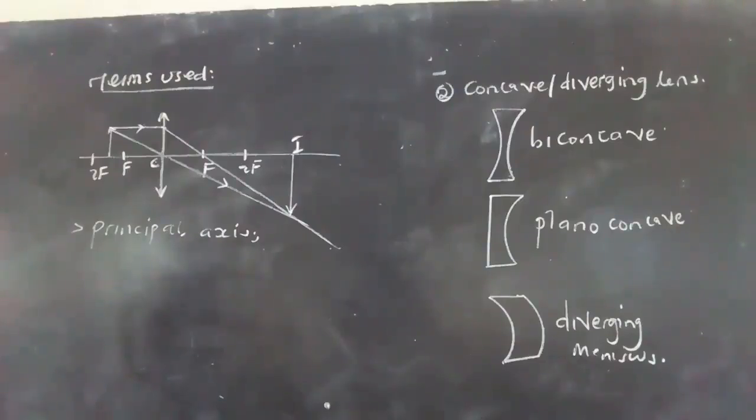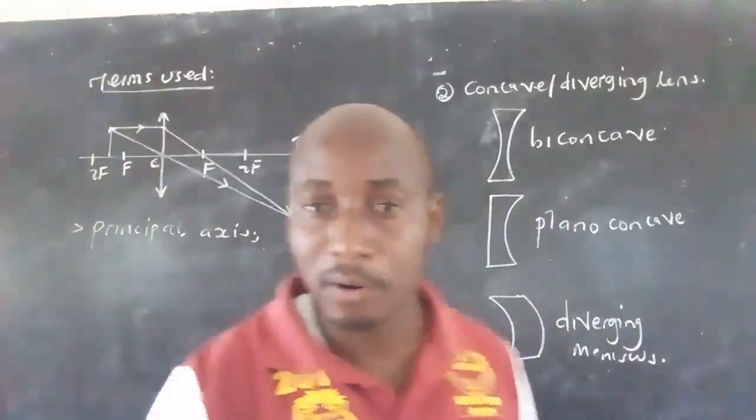Then the other one is optical center. Optical center C is the midpoint of the lens surface through which rays incident on the lens pass through undeviated. Then number 6, paraxial rays. These are rays close to the principal axis that make a small angle with the principal axis.